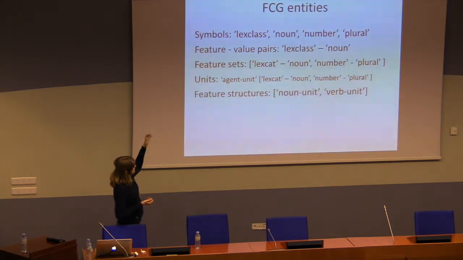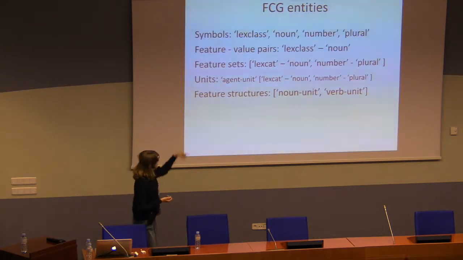And these feature value pairs can form feature sets, which is basically a set of feature value pairs joined together. The next level up we have is units, and a unit is like a wrapper for a set of feature value pairs. And then the main thing in FCG is the feature structure, which is a set of units. So you have a set of these wrappers of feature value pairs.